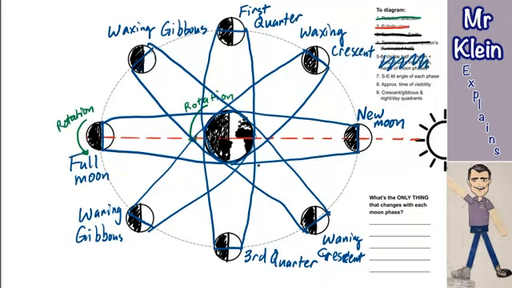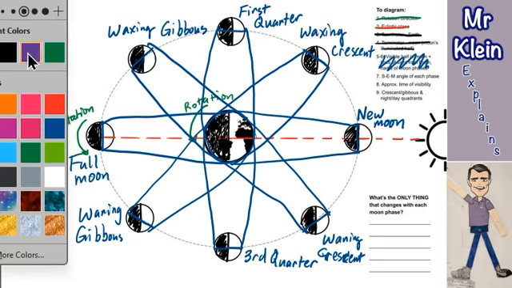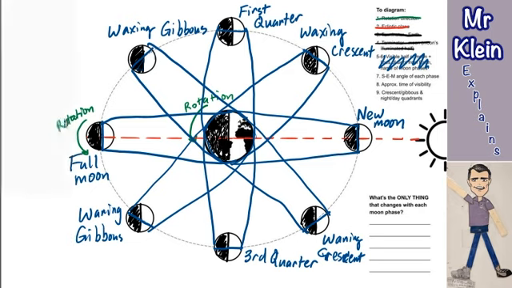Now, SEM angle of each phase. That is the Sun, Earth, Moon angle represented in each phase. I think I'm going to go for a nice purple on this one. And this is the key concept here. What changes as the moon orbits the Earth is this angle between the Sun, the Earth, and the moon. And so I try to represent that here by drawing little angle lines, you could say, within the Earth.